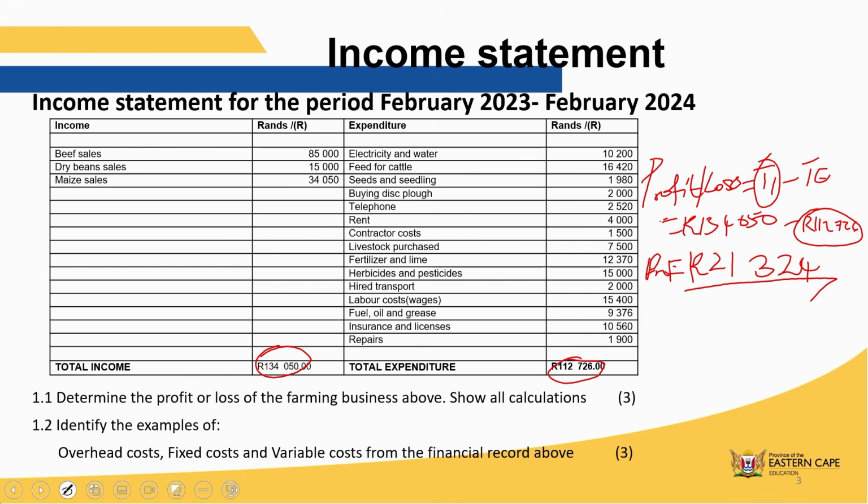If the total income was less than the total expenditure, we'll have a negative answer here, meaning the farm will be running at a loss. So even if it is negative, the answer might be correct. Do not change the formula if you see that your answer is negative. It might be correct. That would mean the farm is running at a loss. So that is our calculation, meaning we have determined the profit or loss. There is a profit. The farm business is running at a profit.